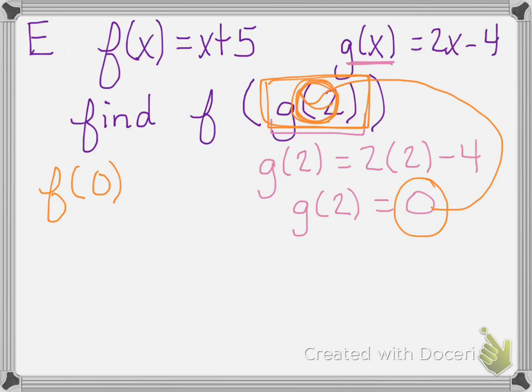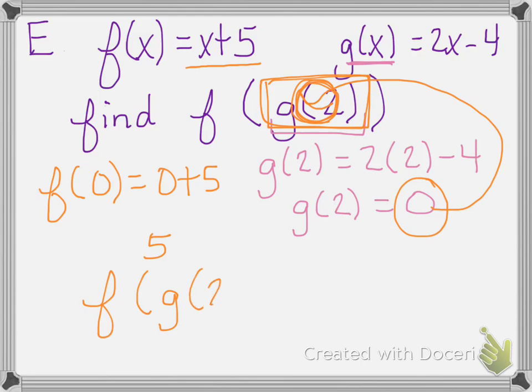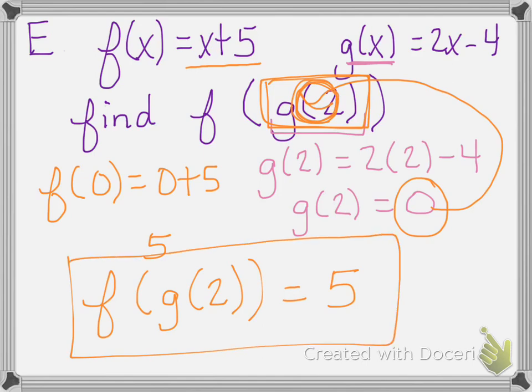So now that we know what g of 2 is, that is used in the place of the input for f's rule. So f of 0 is equal to, everywhere we see x, we put in what we're using for our function rule, 0 plus 5, and we know that that answer is 5. So then our final f of g of 2 is equal to 5. This would be your answer.